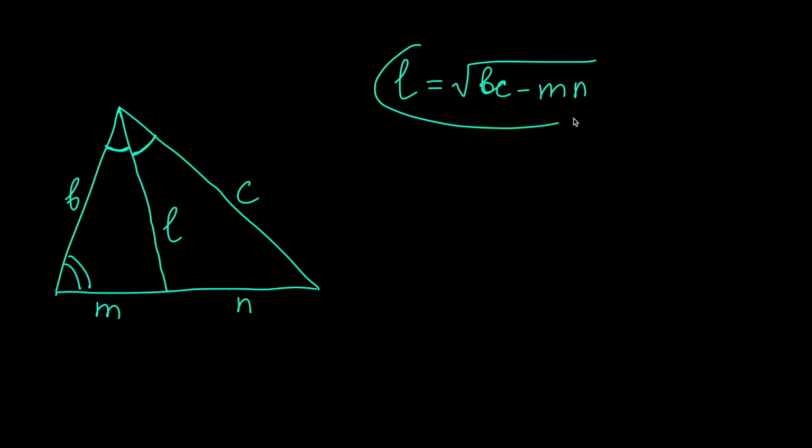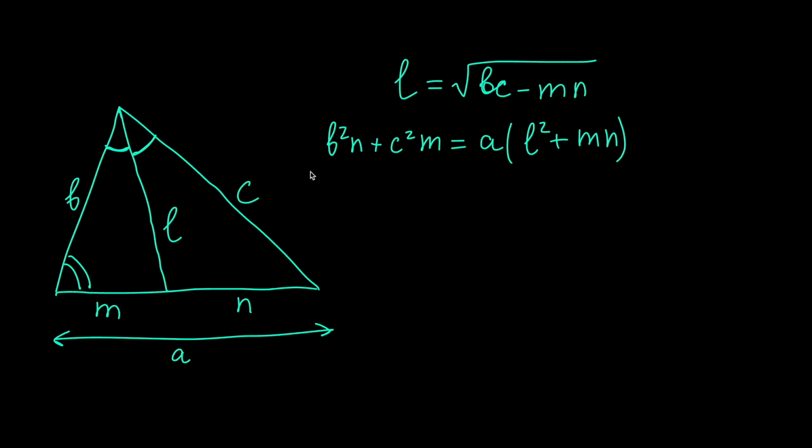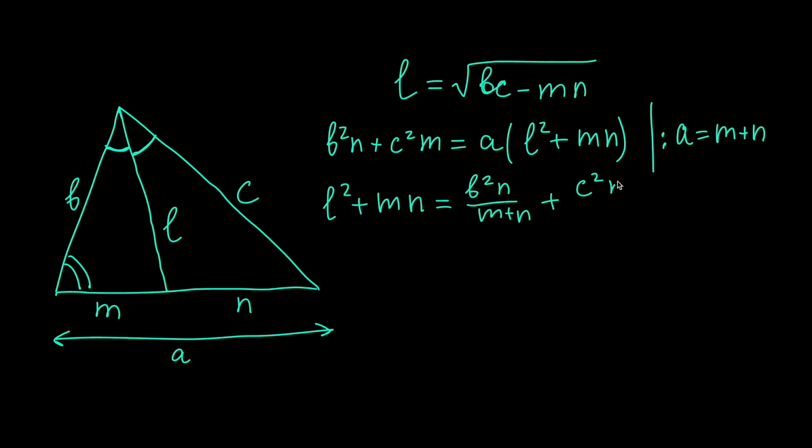And our final third way of proving this formula involves using Stewart's theorem. We're going to need to name the third side of a triangle A, and Stewart's theorem states that the relation between the length of a cevian and the sides of the triangle is given by this formula. So once again, we just have to solve a quadratic equation with variable L. If we divide both sides of this equation by A, which is equal to M plus N, then for the right-hand side of the equation, we will have L squared plus MN equal B squared N divided by M plus N plus C squared M divided by M plus N, and let's just evaluate this expression.